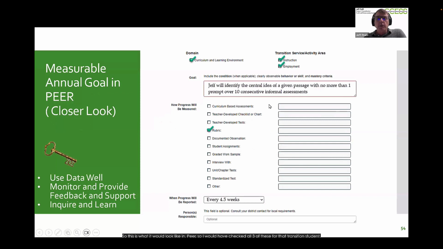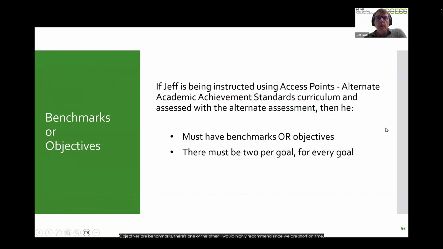So this is what it would look like in PEER. I would have checked all 3 of these for that transition student. I would select rubric every 4.5 weeks. I think one of the options now is consecutive with progress reports or report cards. And then there would be my goal. Objectives or benchmarks, there's one or the other.